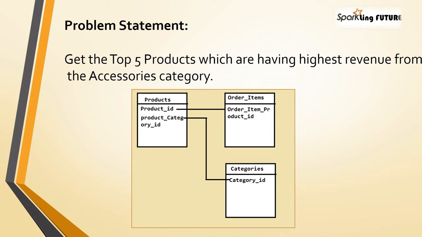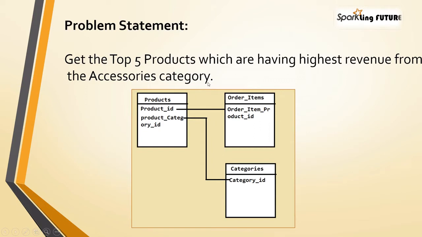Okay, so that highest revenue, when they say the revenue, is coming from this order items table. And another condition they kept is from the accessories category. So the category is accessories, and that is coming from this categories table. So within one line: get the top 5 products which are having highest revenue from the accessories category.